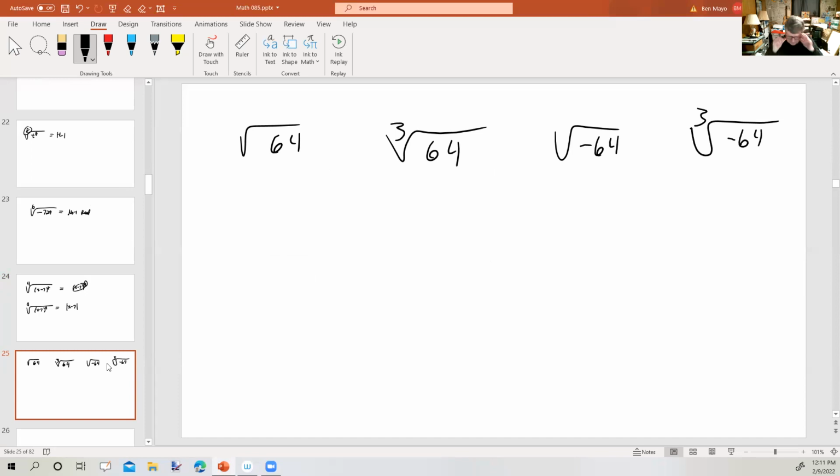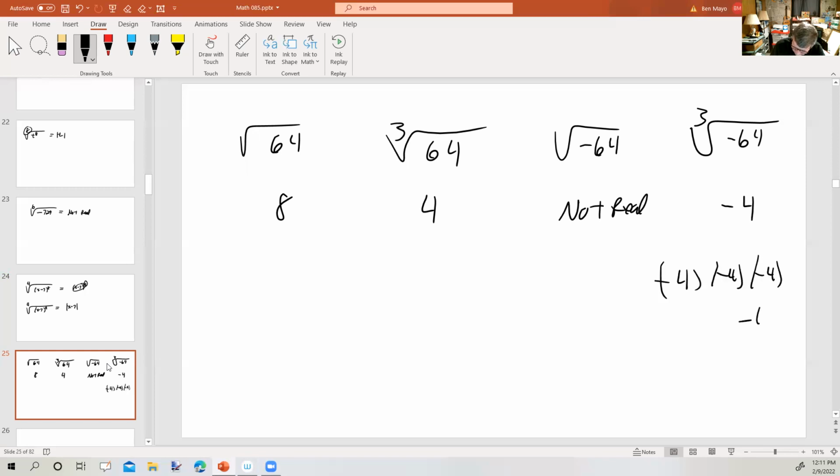These are called lookalikes. The square root of 64 is 8, right? Because 8 times 8 is 64. The cube root of 64 is 4, because 4 times 4 is 16, times 4 is 64. The square root of negative 64 is not real, because you can't take an even root of a negative number. The cube root of negative 64 would be negative 4, because negative 4 times negative 4 times negative 4 is negative 64, and you can take an odd root of a negative number.